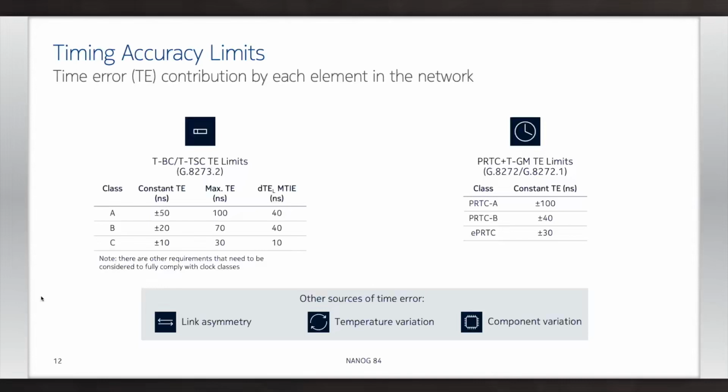Here you can see there are some specifications in terms of both constant time error as well as dynamic time error. I didn't put all of the requirements in this table for conciseness, but please look at the standard, G.8273.2, so you can have all of the requirements for those nodes. The same goes for the time references on the right. You can see there are different types of references: PRTC-A, PRTC-B, and ePRTC, with different accuracies.